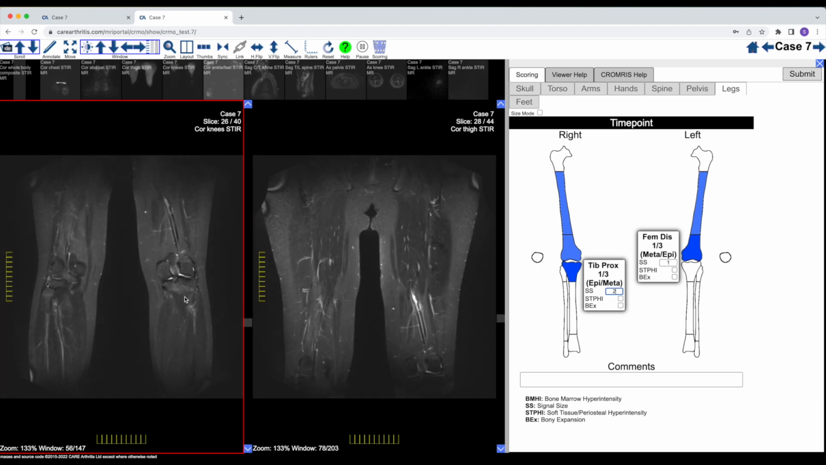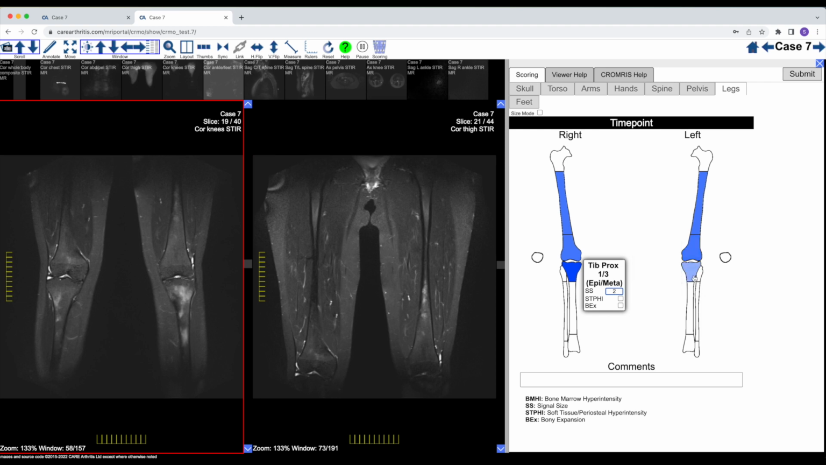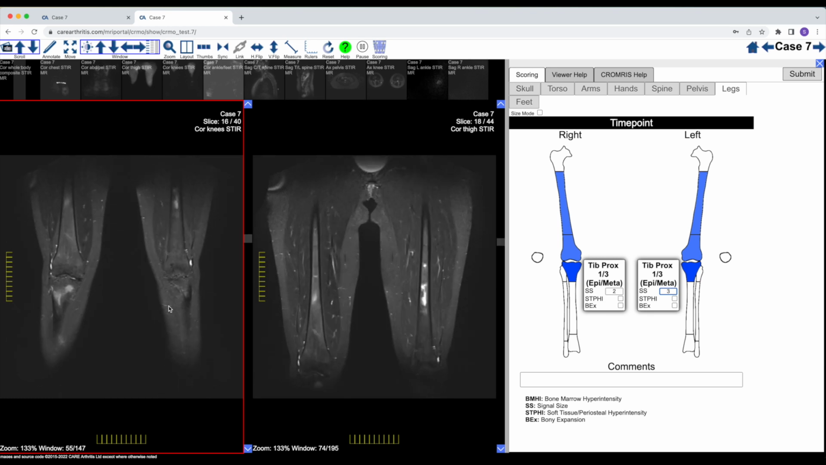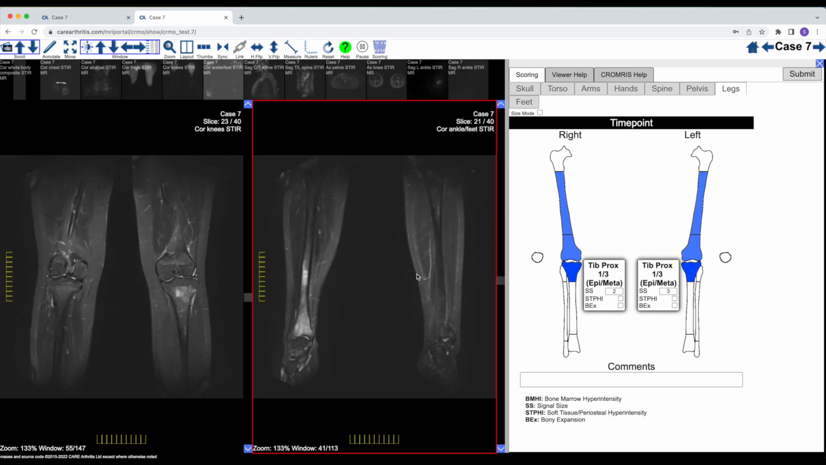That other side looks a little bit more involved. I'd probably say that that's greater than 50% involved on that left side. So again, I'll give it a 3. I don't see any bony involvement or any bony expansion or any soft tissue involvement. So let's keep working our way down that lower extremity.